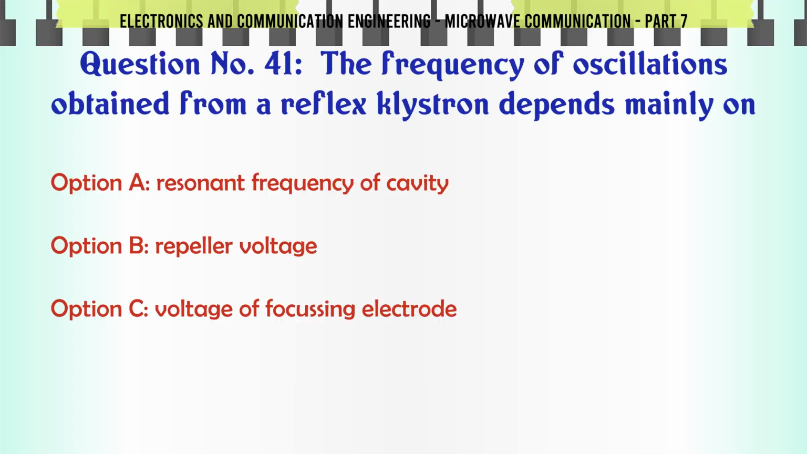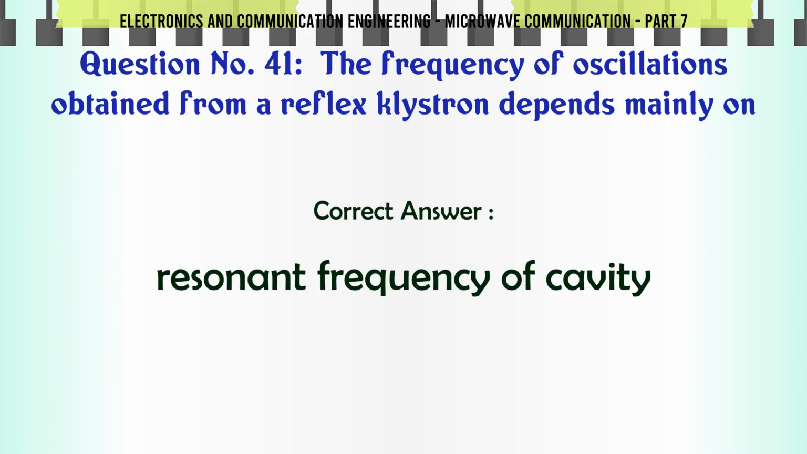The frequency of oscillations obtained from a reflex klystron depends mainly on A. Resonant frequency of cavity, B. Repeller voltage, C. Voltage of focusing electrode, D. Characteristics of cathode. The correct answer is resonant frequency of cavity.